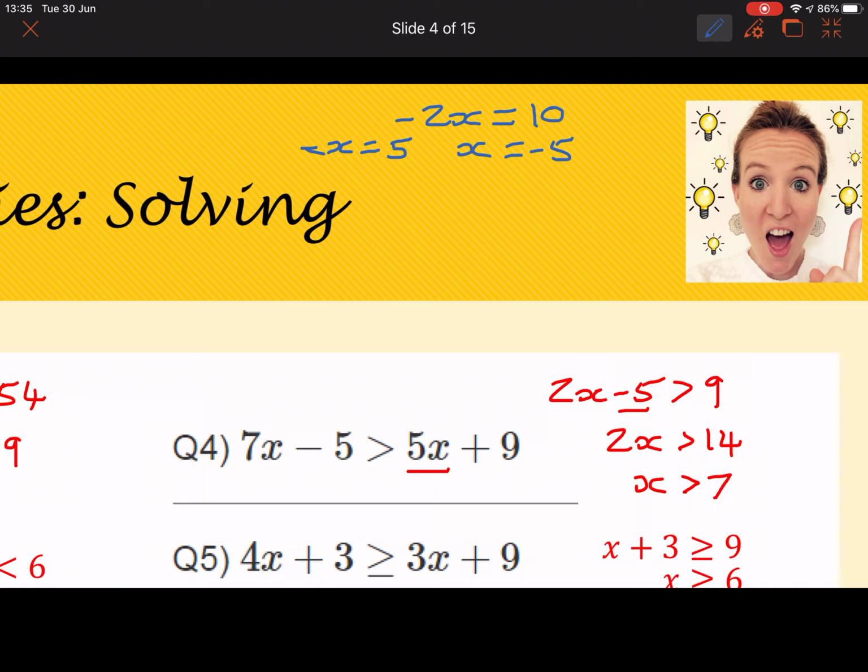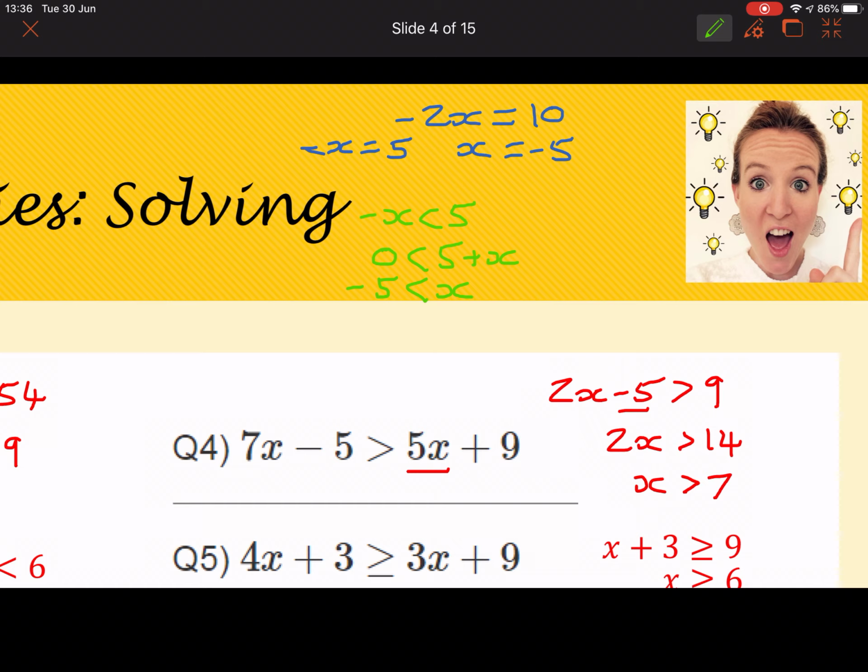You've got to be really careful when doing that with inequalities, because if we've got minus x is less than 5, that does not mean x is less than 5. Imagine if I added that x to the right hand side, so I've now got 5 plus x on the right hand side, then I took away the 5 from both sides.